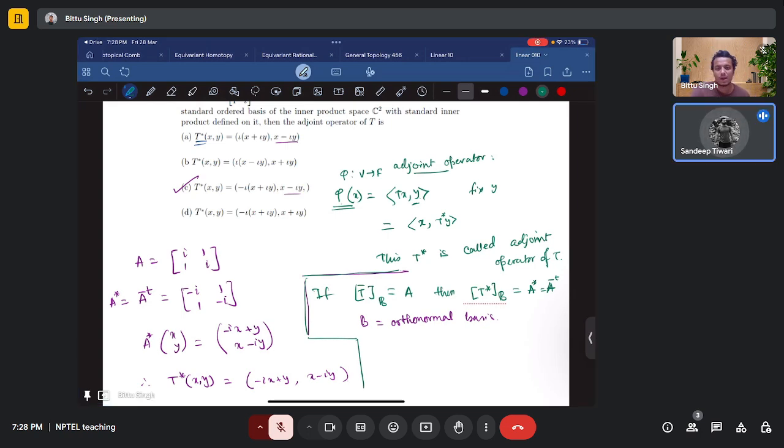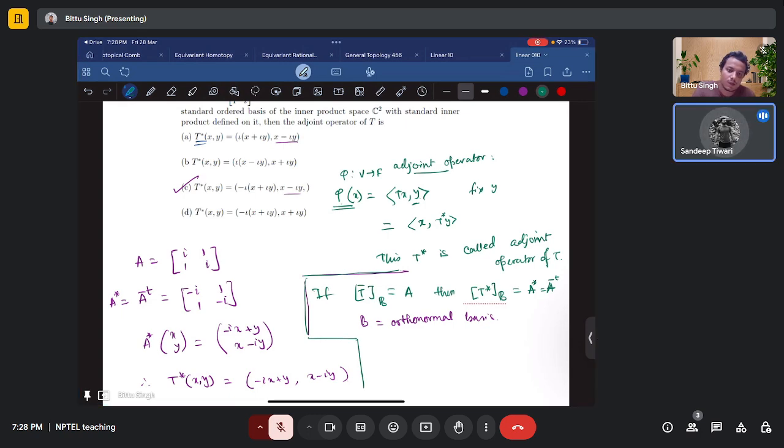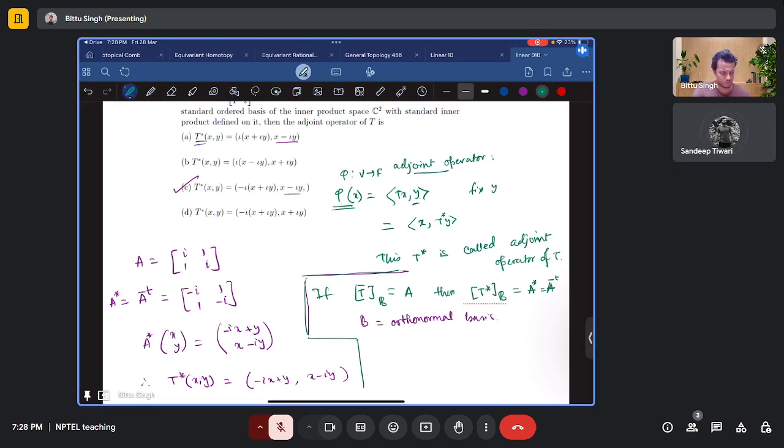Sir, I have a question. If we are given a linear operator, then how can we find T star? Do we need to repeat this process again? I mean, first we find the matrix representation of T, then find its conjugate transpose, and after that we find T star. Sorry, actually we don't need those things.